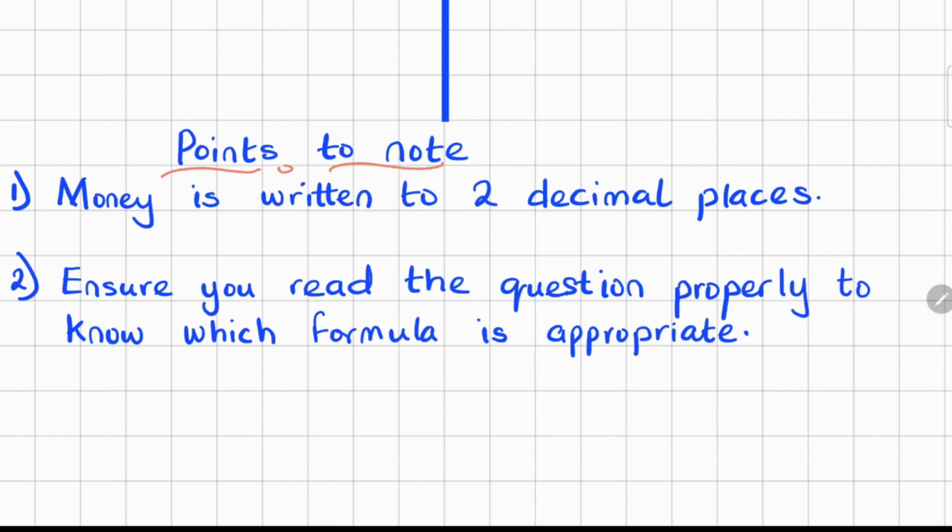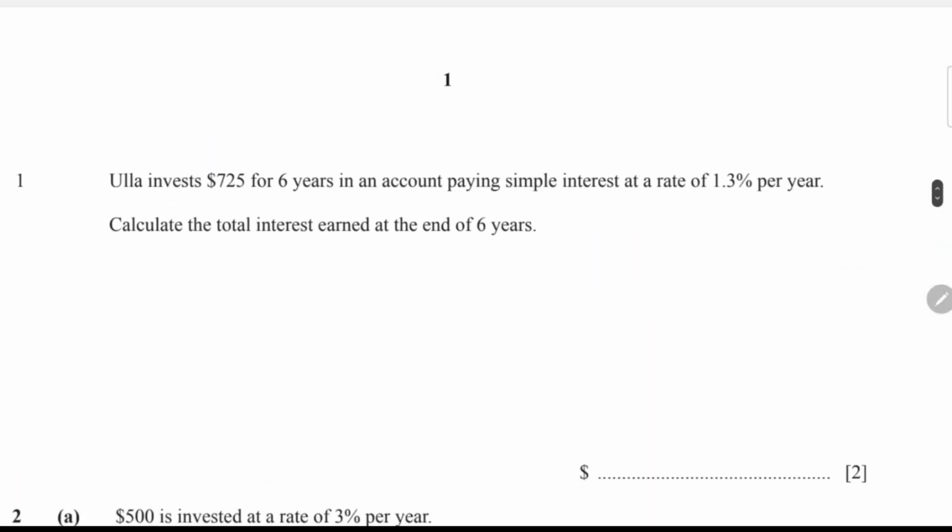Also, you need to read the question properly, carefully, to note the exact formula you're supposed to use. Most of the time it is stated expressly, but sometimes the question might be a bit tricky. So please watch out for that. Now let's get to our very first question.